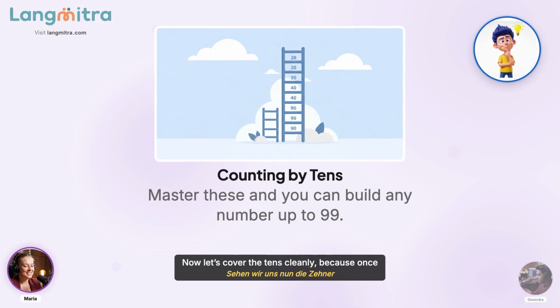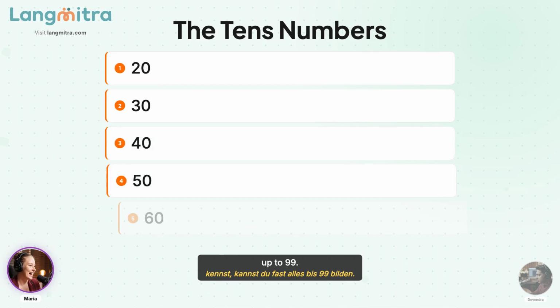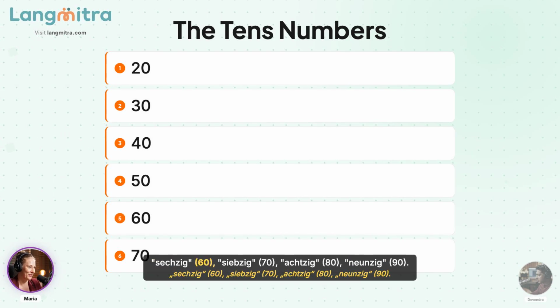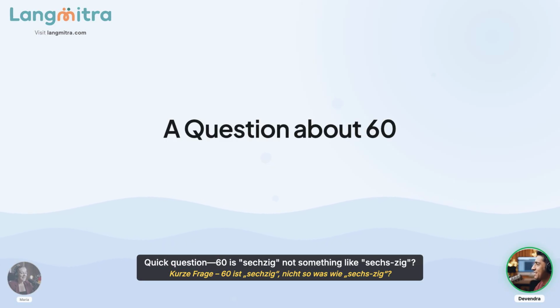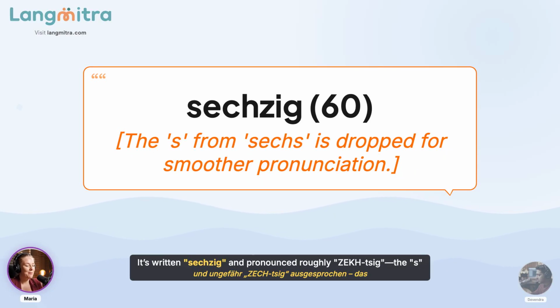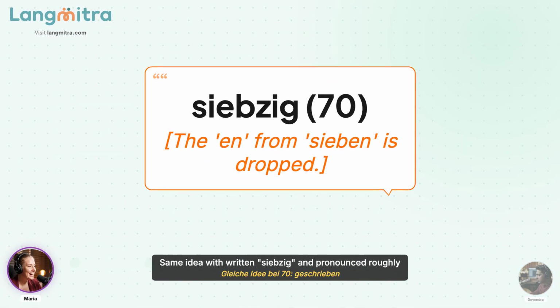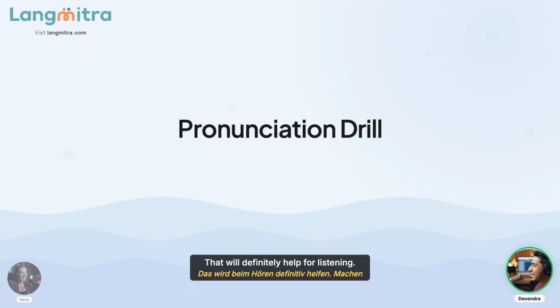Good. Now let's cover the tens cleanly, because once you know them, you can build almost anything up to 99. Here are the key ones today: 20, 30, 40, 50, 60, 70, 80, 90. Quick question. Sechzig is written with sech, but not pronounced exactly like that? Great ear. It's written sechzig and pronounced roughly "sekh-tsig." The S of sechs kind of disappears in the flow. Same idea with siebzig. Written siebzig and pronounced roughly "zip-tsig." That will definitely help for listening.